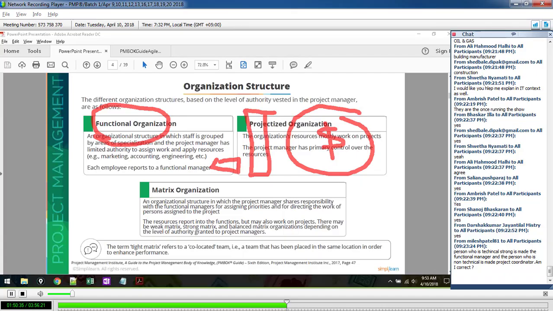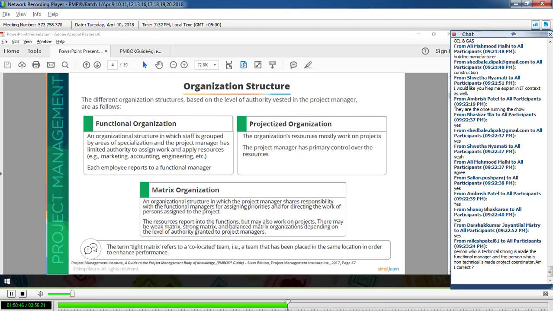The person who is technically strong is made the functional manager, and the person who is non-technical is made the project coordinator. You correct? Well, sort of, Milesh. Think about this. Actually, we need to talk about this, okay? Let's move to this slide.